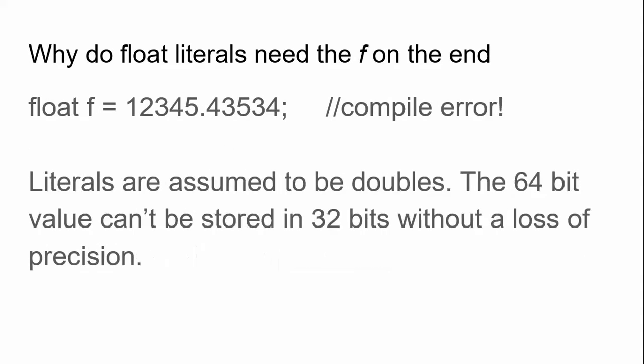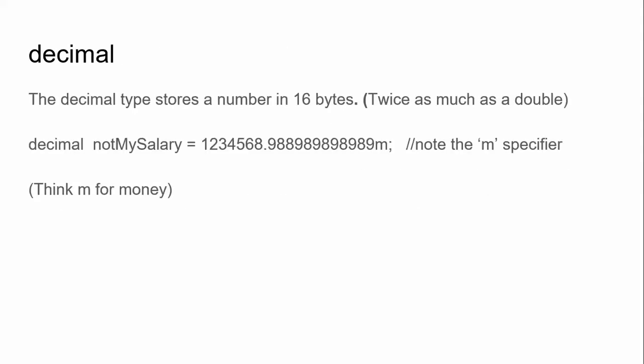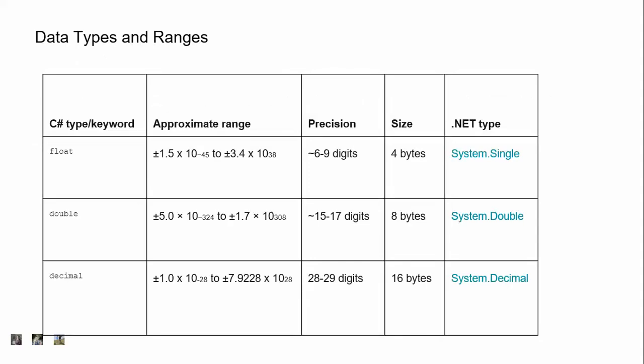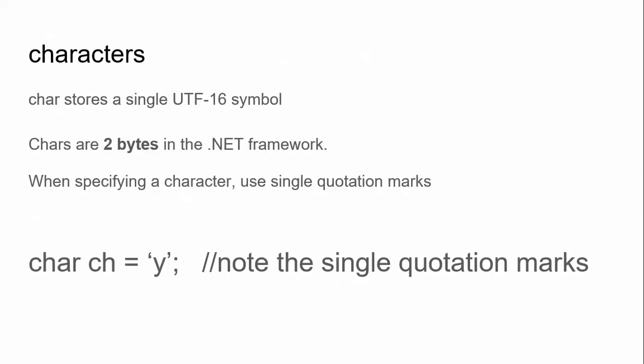All right, moving on. What else have we got? So again, the decimal type is just for money. We're not really going to use that here in game development. And then this is all kind of stuff I'm going to skip.